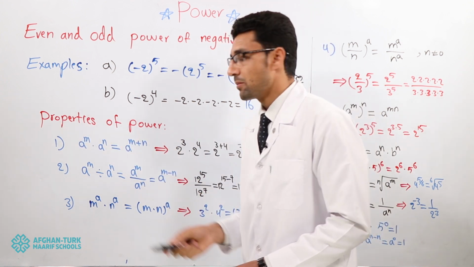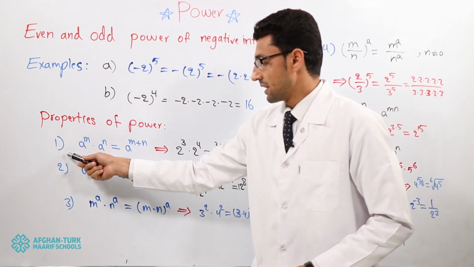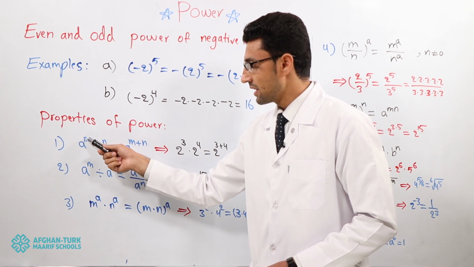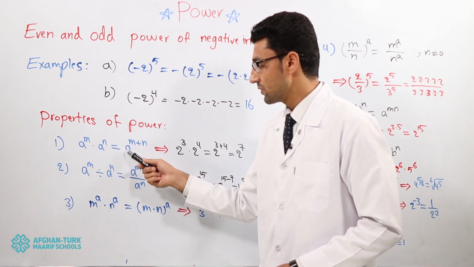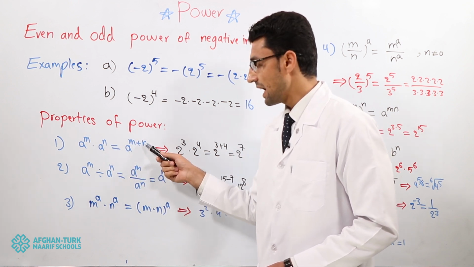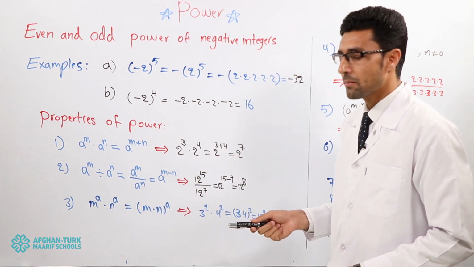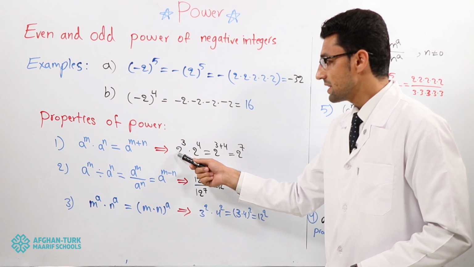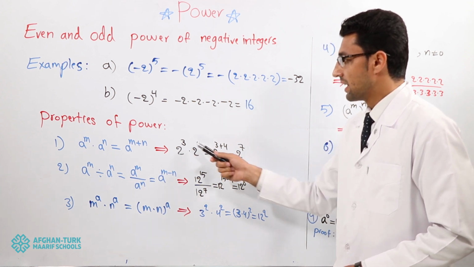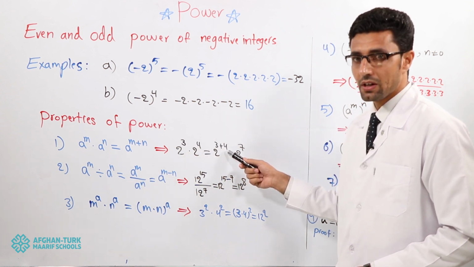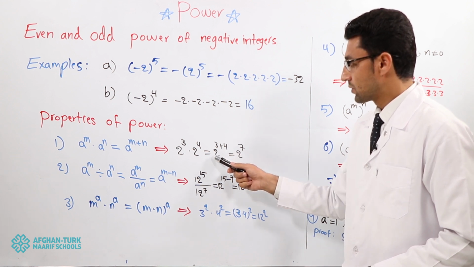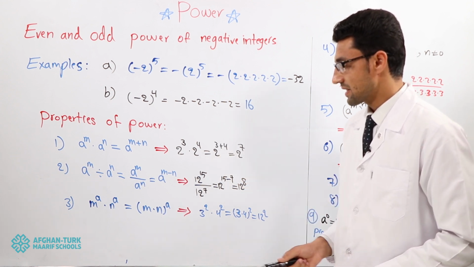Okay, properties of power. The first one. If the bases are equal and the powers are different, we take one base and we add the powers. Example, 2 to the power of 3 times 2 to the power of 4. From these two, we take only one base and we add the powers. Okay, 2 to the power of 3 plus 4 is 2 to the power of 7.